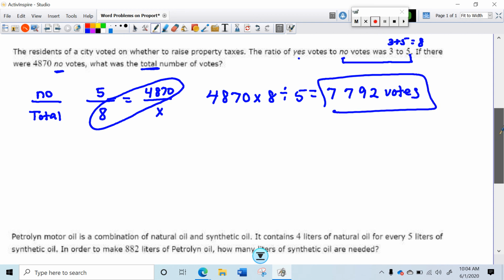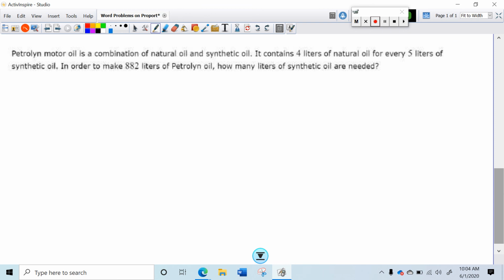Okay, the next one. Petrol and motor oil is a combination of natural oil and synthetic. So we're talking about natural and synthetic. So let's look at our question before I read anything else and see if the question talks about natural and synthetic. Okay, it's talking about both of them, the total and synthetic. So we're talking about the total combined and the synthetic.